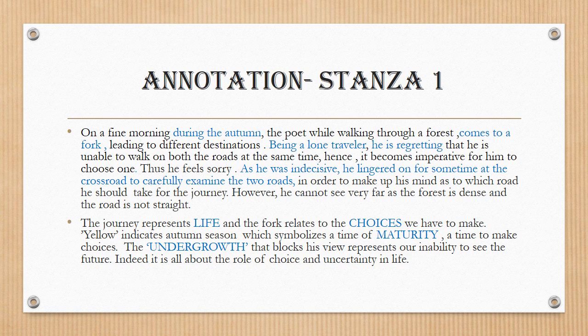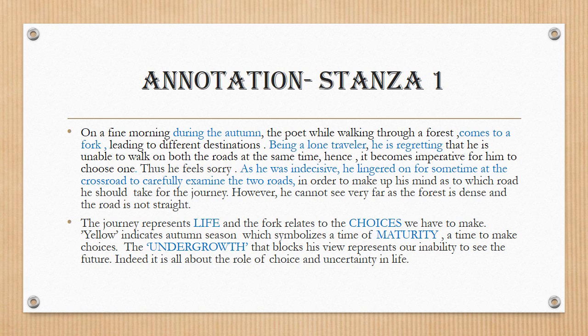Now, students, this was the literal meaning of stanza 1, and considering the figurative meaning, we can say that the journey represents life and the fork relates to the choices we have to make in our life. And the yellow wood is indicating the autumn season, which symbolizes a time of maturity, a time to make choices. And the undergrowth that blocks the poet's view represents our inability to see the future. Indeed, the stanza is all about the role of choice and uncertainty in our life.